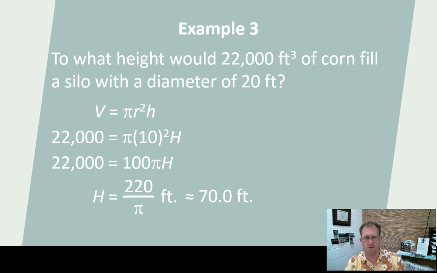So V equals pi r squared h. My V is now a known value, 22,000 cubic feet, equals pi 10 squared h. 10 squared is 100. So now I need to divide 22,000 by 100 pi, and I can just whack off 2 zeros. 220 divided by pi is approximately 70, 69.9 and so on. 70 approximately feet. It's a 70-foot tall silo. That was a good year on the corn farm.